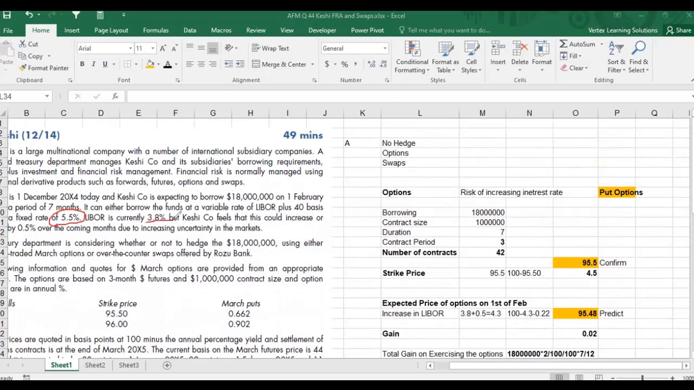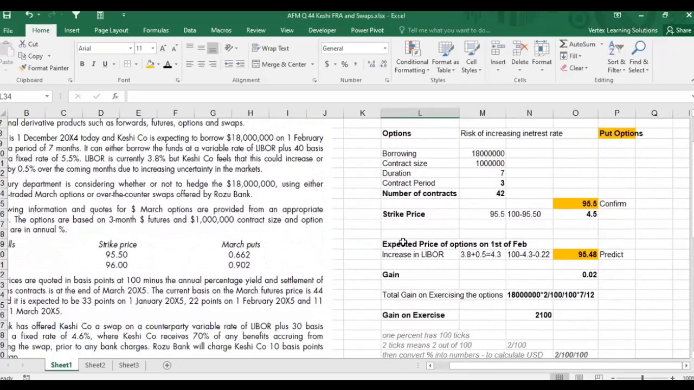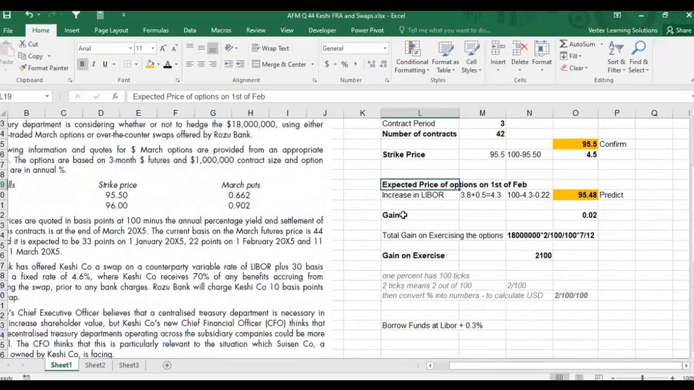I would say 3.8% plus 40 basis points, and plus if it goes up by 0.5. So it means, what rate am I borrowing at? If in 3 months' time interest rate goes up, we say that expected price of the option, we said that there is an increase in the LIBOR. So let me write down here: increase in interest rates by 0.5%. This is my heading, okay?